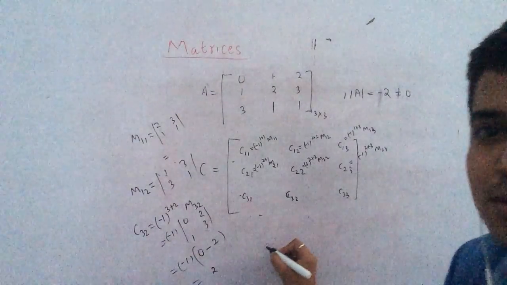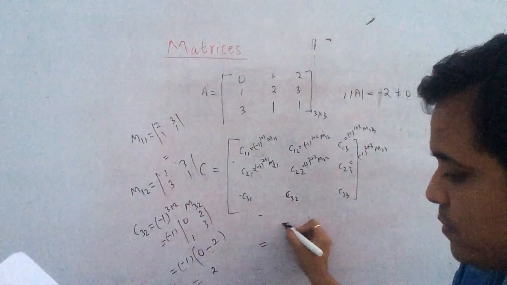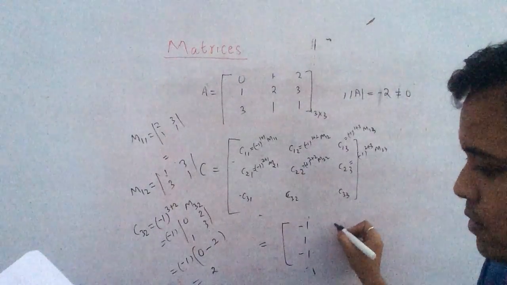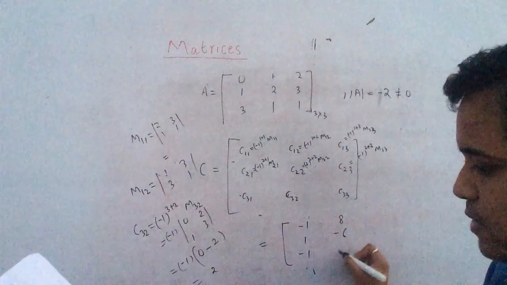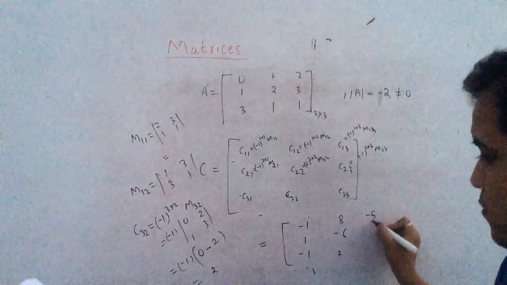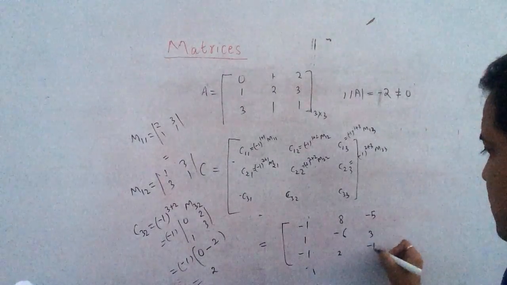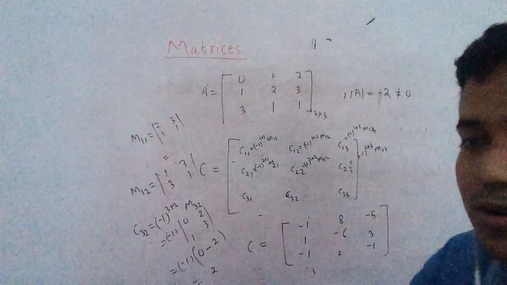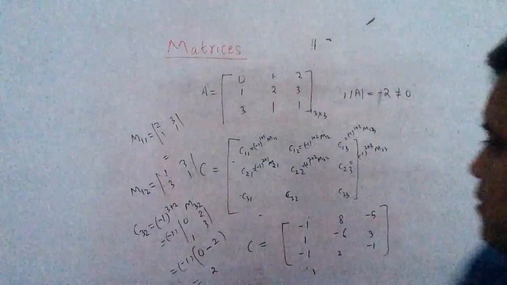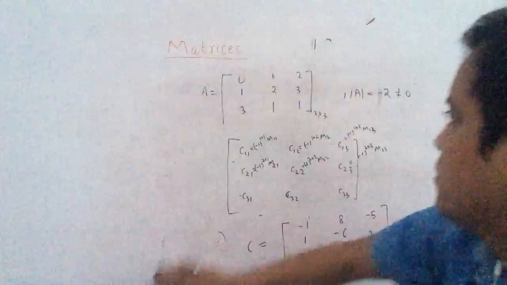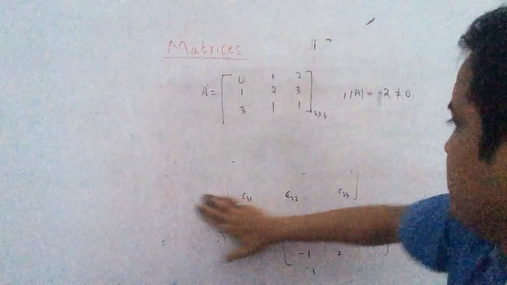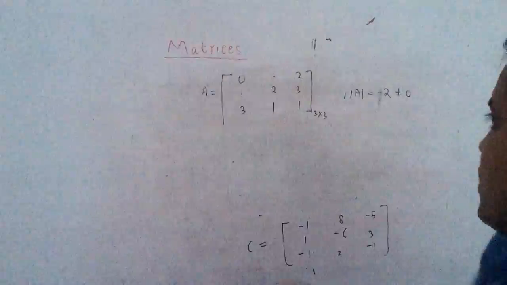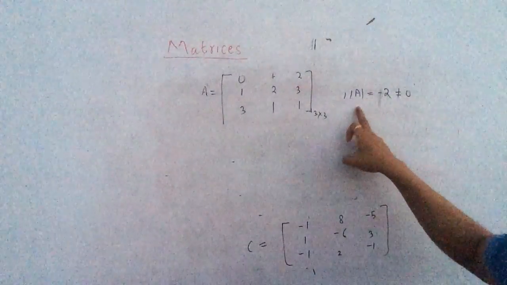So I'm going to write here the cofactors I have found. It is minus 1, 1, minus 1, 8, minus 6, 2, minus 5, 3, minus 1. Okay, this is the cofactor matrix, and you need to find the inverse. Since it is a non-singular matrix, it is invertible.